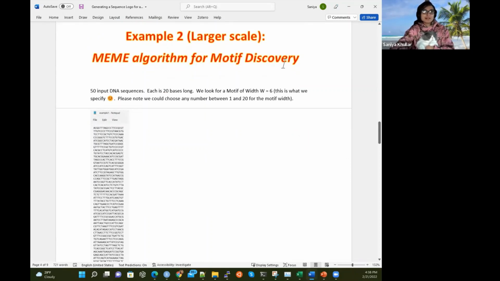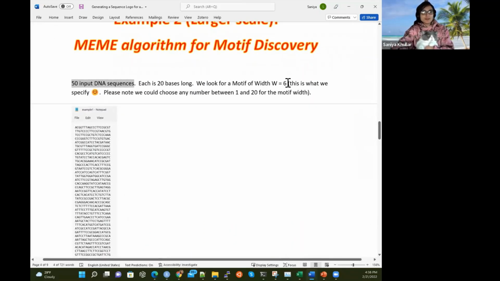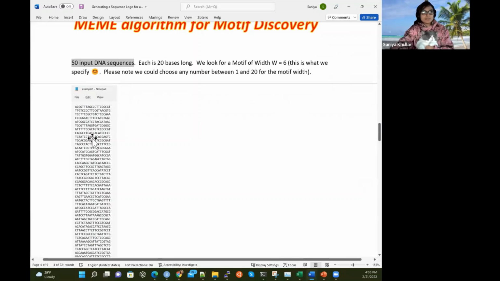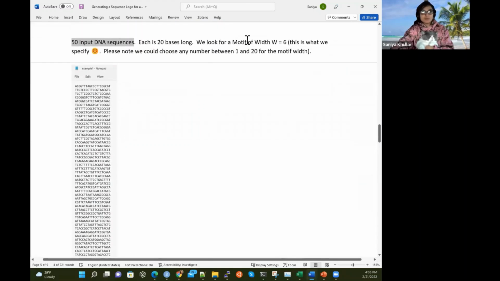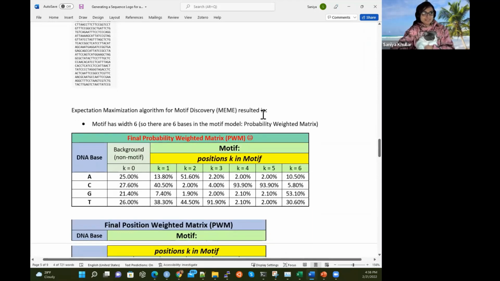Again, we use the MEME algorithm for motif discovery, expectation maximization. So we have 50 input DNA sequences. Each of these sequences is 20 bases long. We are looking for a motif width of 6. That's what we specify. Given these 20 base sequences, we get 50 of them in. We're saying we want to look for a motif of width 6. It could be any number between 1 and 20. We choose 6. Then when we ran the expectation maximization algorithm, what we got is the following.